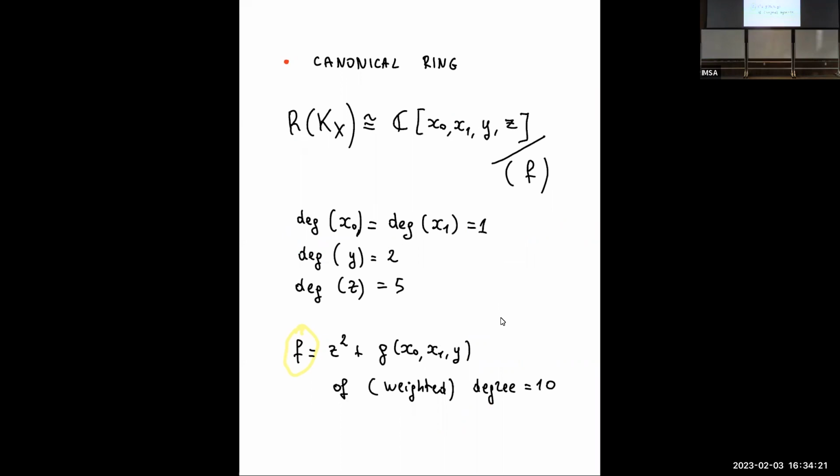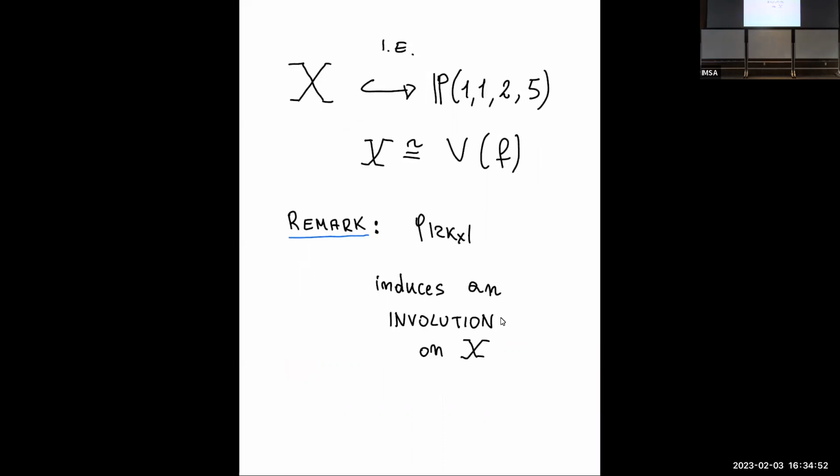And the canonical ring of such a surface is given in a weighted polynomial ring, with x0 and x1 in degree 1, y in degree 2, and z in degree 5. So we have an equation of weighted degree 10, which is z squared plus g, which is a polynomial in x0, x1, and y. Geometrically, this means that we have an embedding of X into the weighted projective space P(1,1,2,5), and X is given as the locus of vanishing of our polynomial f. Since we have this 2 to 1 map onto the cone, the remark, as Rita said yesterday, is that the bicanonical map induces an involution on X.